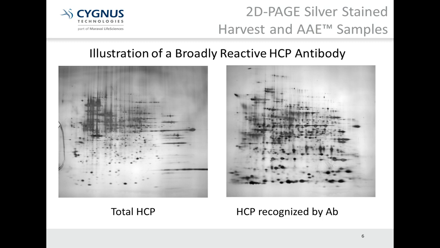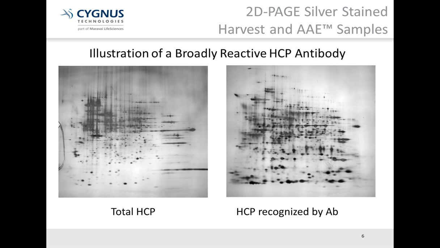Here is representative data from an AAE fractionation and a 2D silver stain detection. The image on the left is the starting sample, and the image on the right is the AAE elution fraction. The first point I would like to make is that the sole reason to perform coverage analysis is to demonstrate that the antibody used in the assay is broadly reactive to the HCPs in the process samples. In this example, no real analysis is even required to say that this antibody is broadly reactive to the HCP sample.